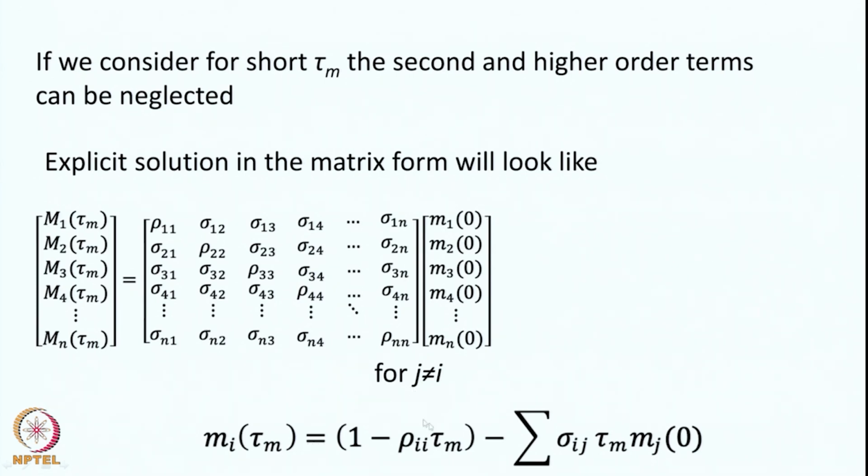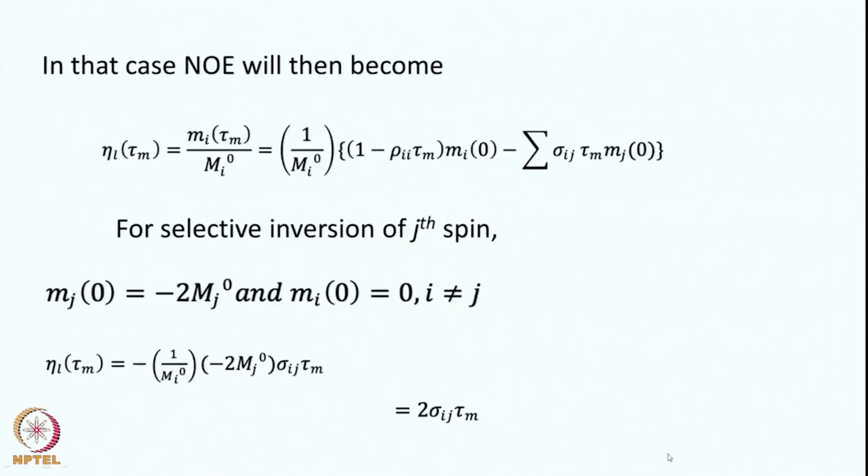So, one can give a simple formula: Mi, the magnetization of any spin at time t, will be given by the auto relaxation rate multiplied with the time Tm, and the summation of the cross relaxation rate with Tm and Mz. If you do that, one can get the contribution of the NOE enhancement, and that NOE enhancement at any time Tm can be given by this formula.